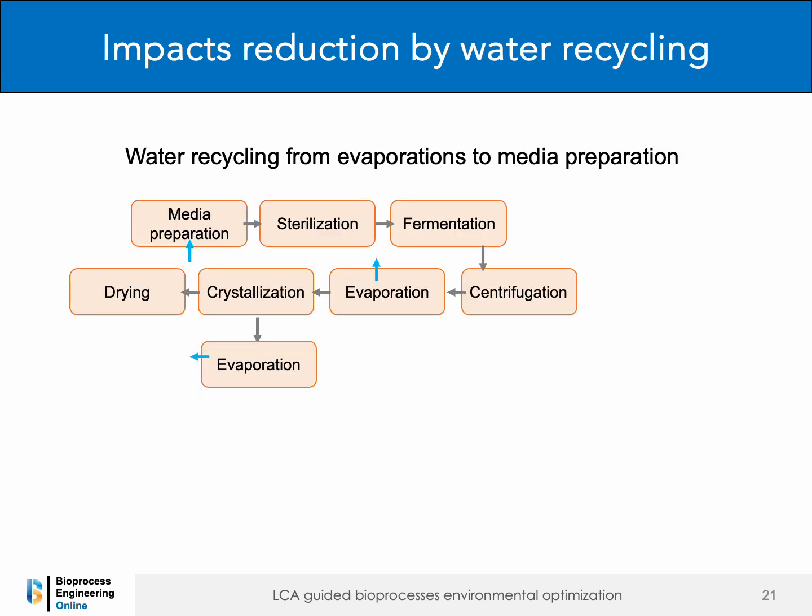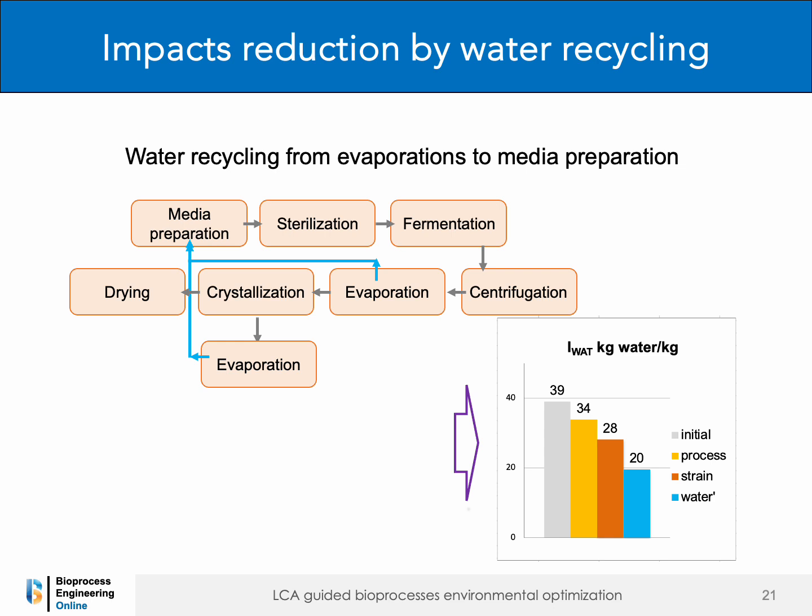In the glutamate production process, water is used for the preparation of fermentation media. Simultaneously, water is generated during 2 evaporation stages, which concentrate the clarified glutamate solution in crystallization liquor into vinasses. The implemented water recycling strategy consists in using the evaporated water for the preparation of the fermentation media. This results in a significant decrease of the water consumption indicator.